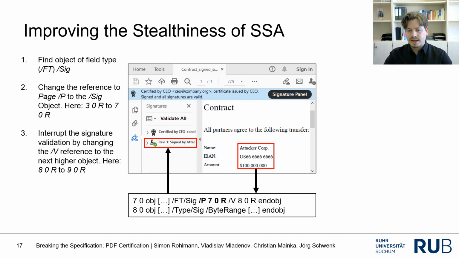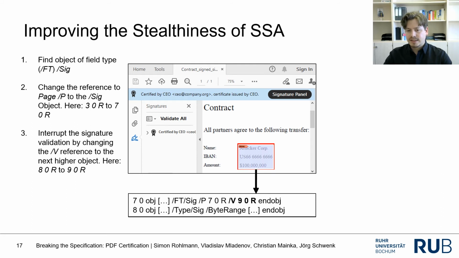So in the next step, we have to interrupt the signature validation, and we do this by changing the reference V to the next higher object number. So in this case, we change the value 8 to the value 9. But this leads to another problem. As you can see, the signature field is now interpreted as an empty field.